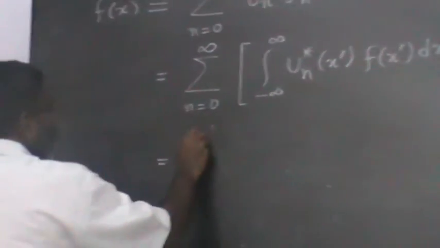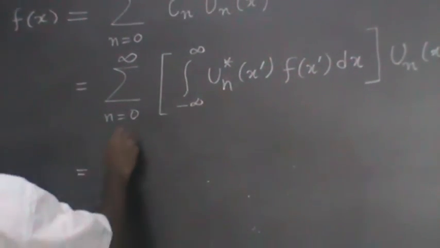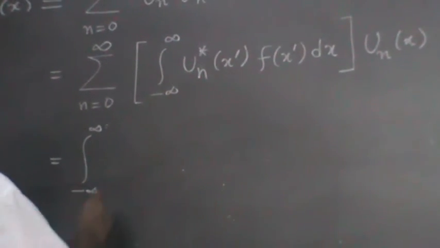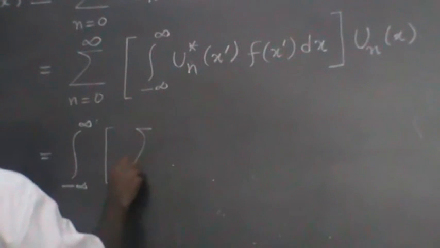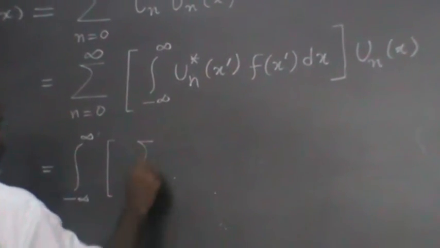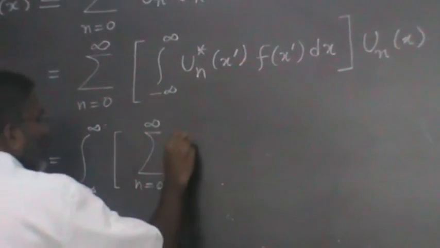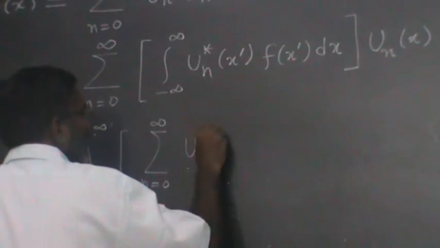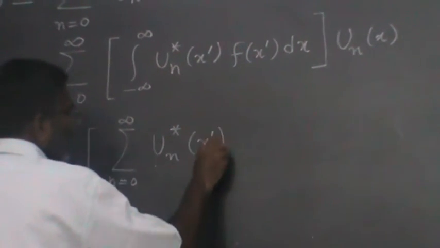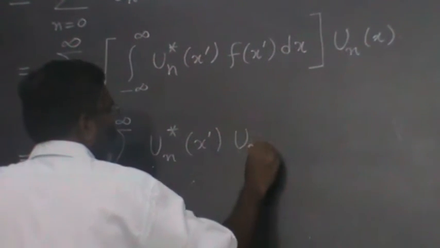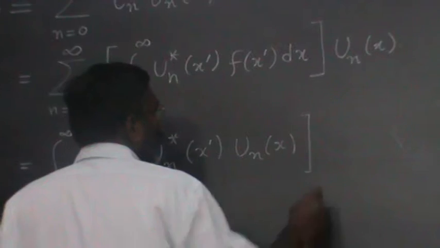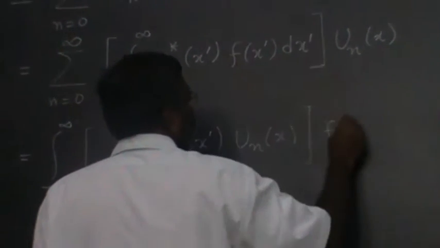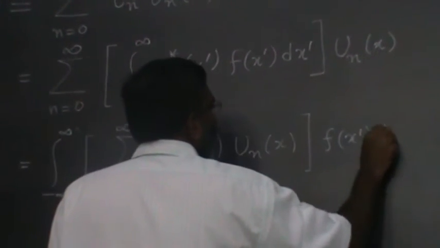Now I can write it in the following fashion. This is the integral from minus infinity to infinity of the sum over n equal to 0 to infinity of un star of x prime times un of x, because these are the two terms that depend on n, times f of x prime dx prime.